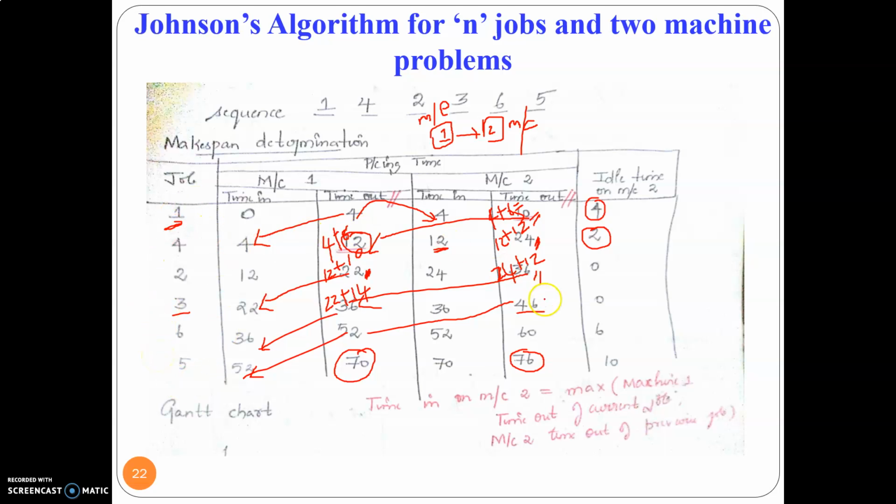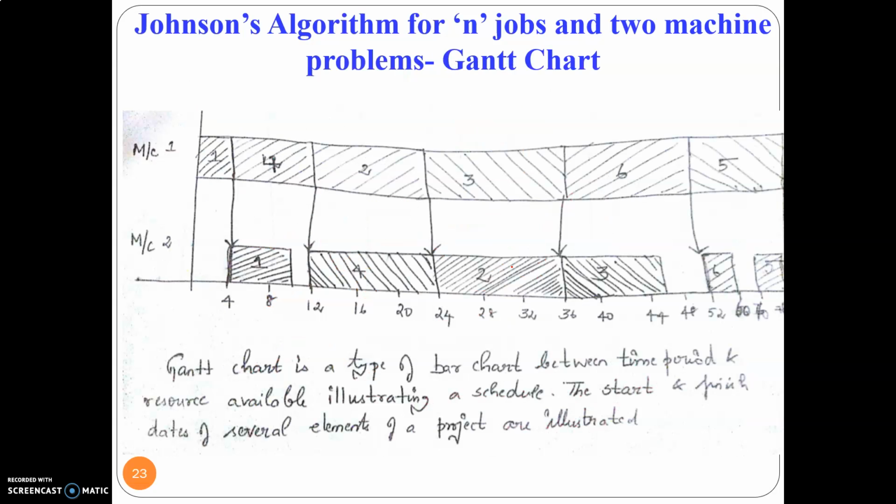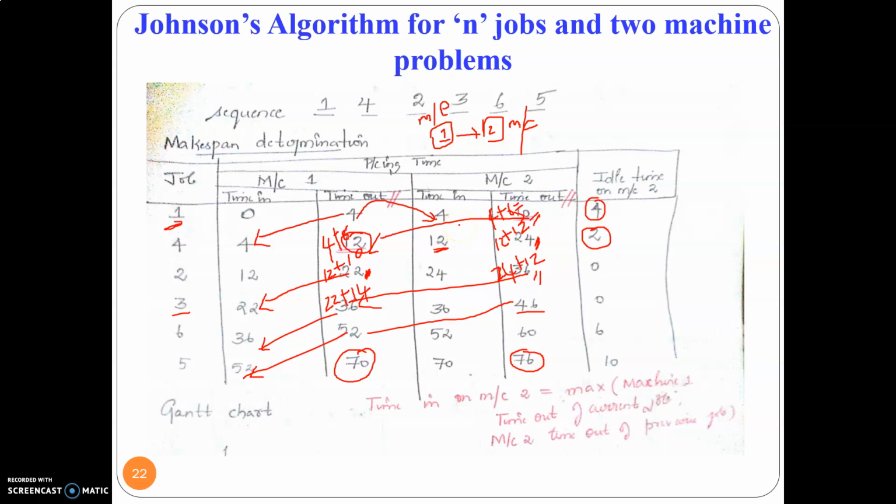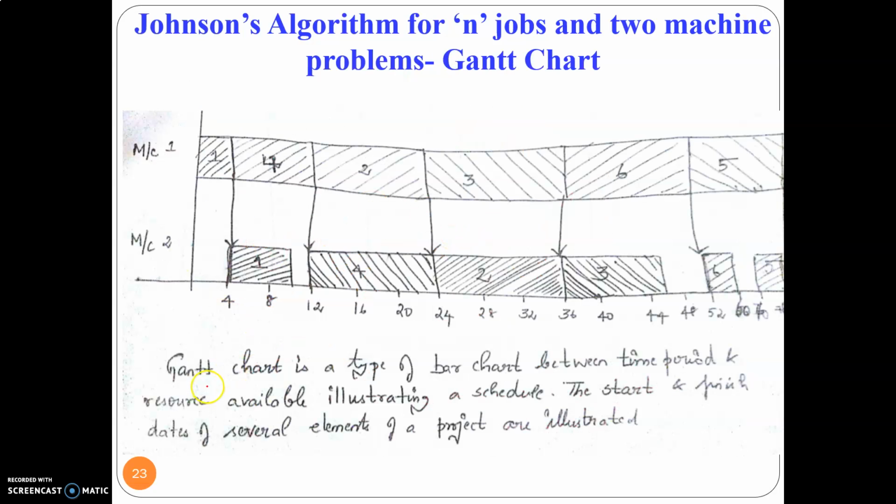Now, this is a table. This is more like a timetable where the start time and the end time of each job in a machine is given. If you want to see a graphical representation of this timetable, that is known as a Gantt chart. A Gantt chart is a type of bar chart where the x-axis is the time period and the y-axis is the resource. In the y-axis you can either have the machines or the jobs. Both can be done.